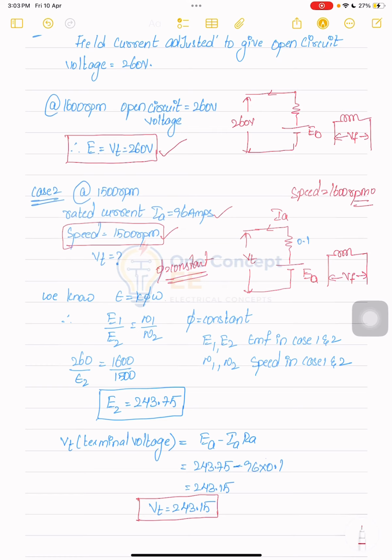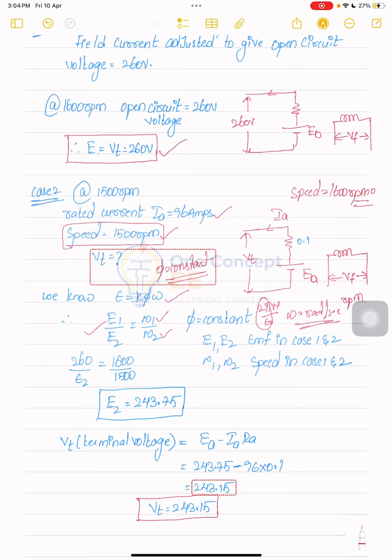We already know the formula of EMF is generally K into phi into omega, where omega is in radians per second. If we convert into rpm, it becomes 2 pi N by 60. Here 2 pi by 60 is a constant. If you divide E1 by E2, meaning the generated EMF in case 1 and in case 2, it is equal to N1 by N2, the speed in case 1 and the speed in case 2.